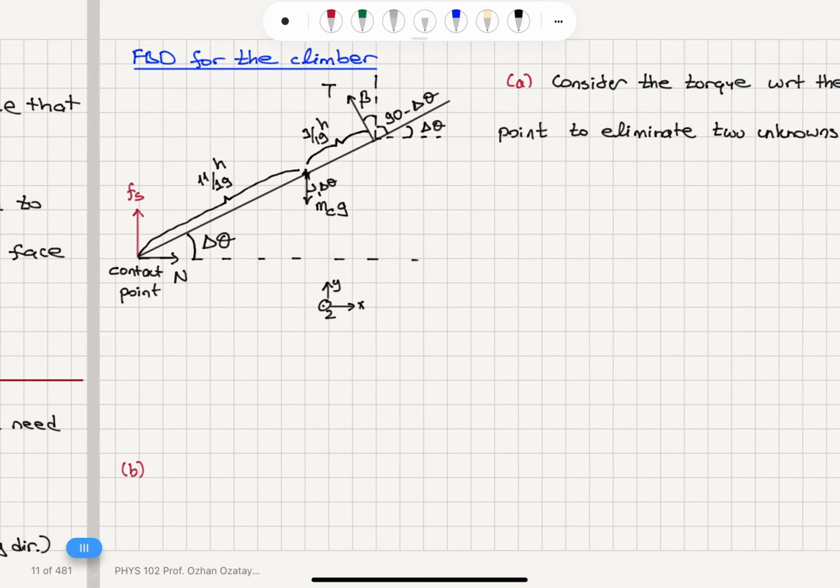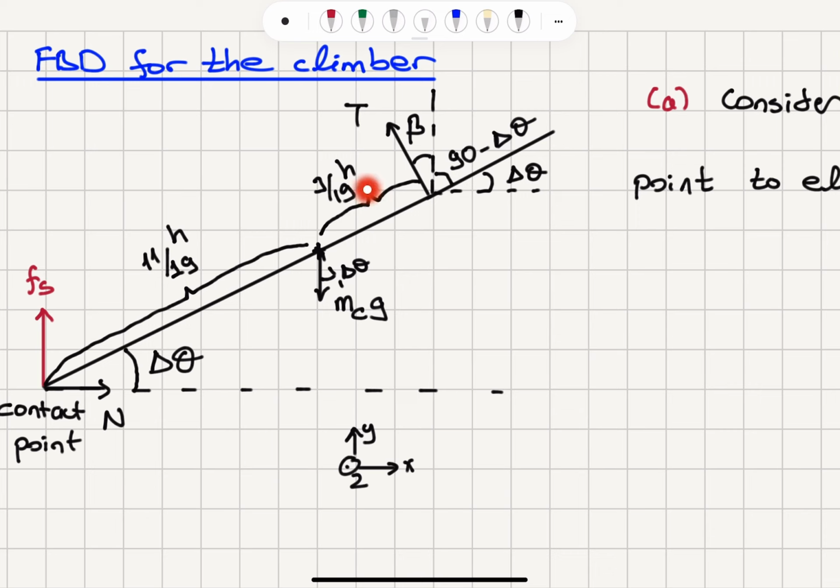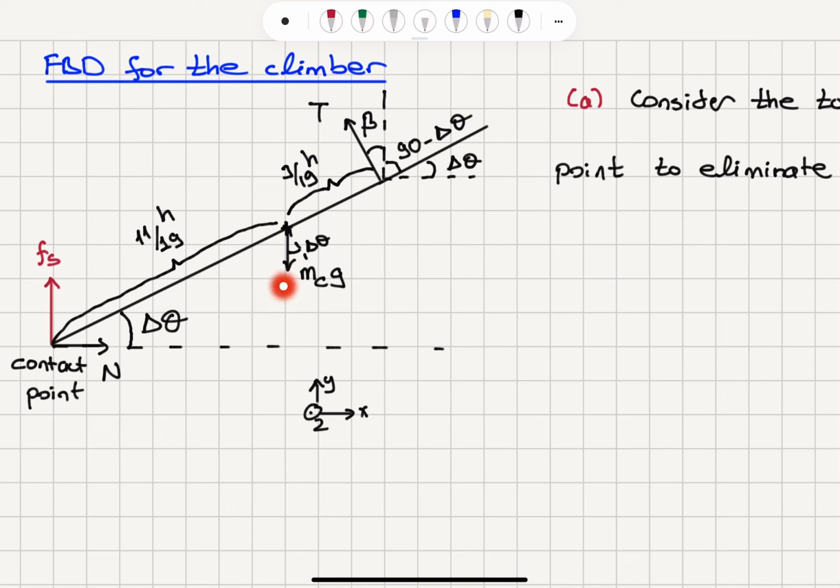Now, we were told that the climber holds a rope which is 1.4 meters from his feet, while the height of the climber is 1.9 meters. So we have to draw a tension at a distance 14/19 h from the climber's feet, making an angle beta with respect to the vertical. At the same time, the center of gravity of the climber is at 1.1 meters from his feet, so it is at 11/19 h from his feet. It is pointing down in the minus j hat direction.